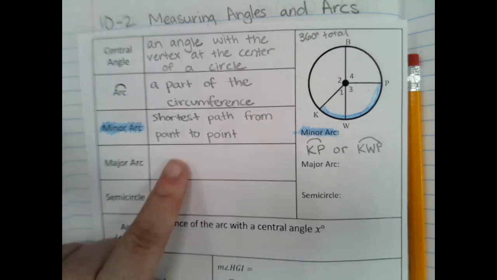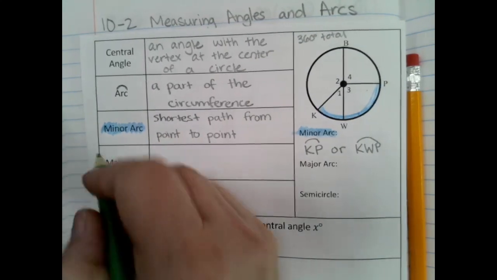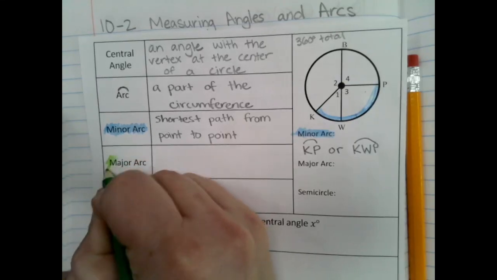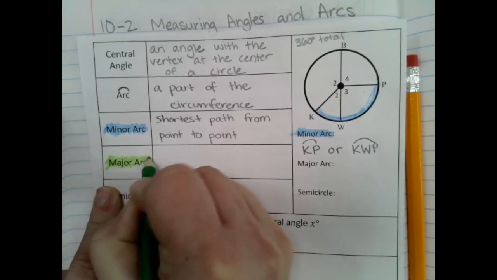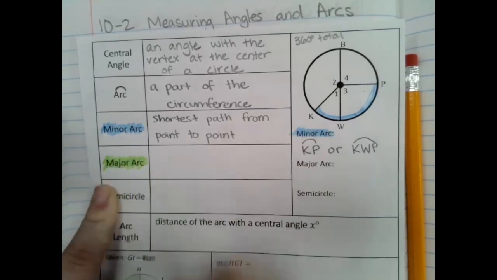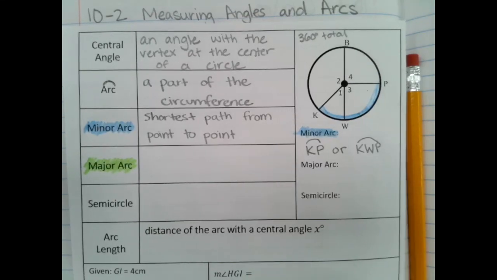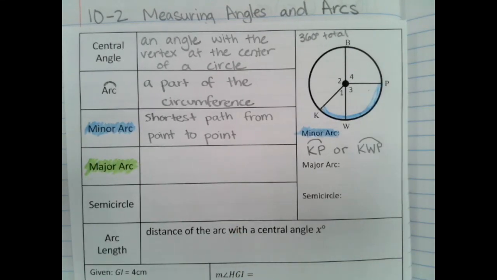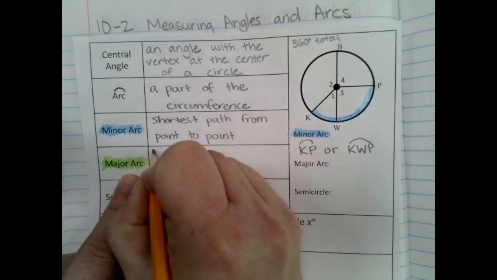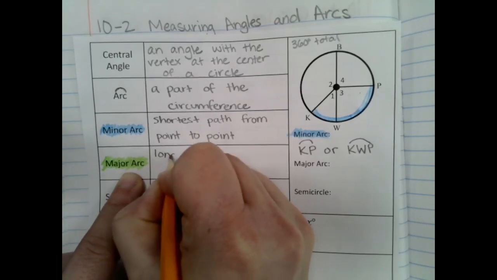All right, so minor arc is the shortest path from point to point. What's a major arc? Longest, because if something is a major pain or a major deal, that's telling you it's a big deal. So major arc is the longest path from point to point.